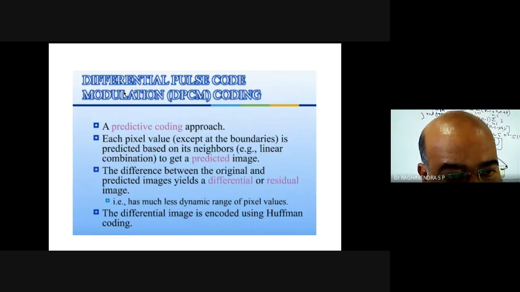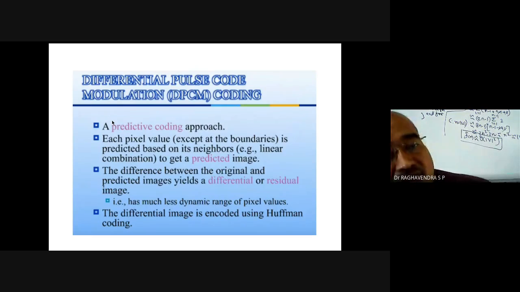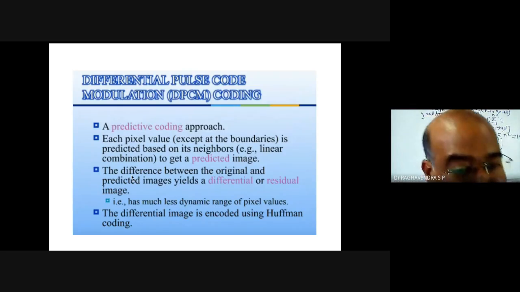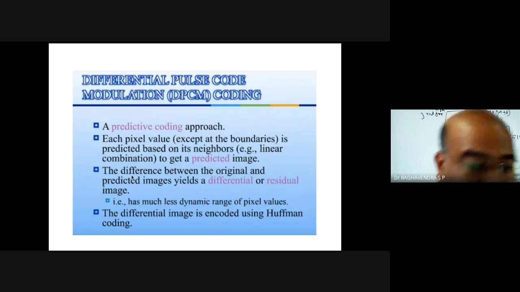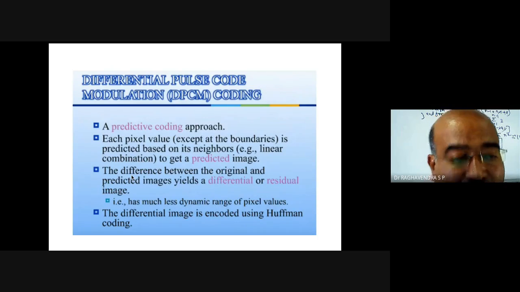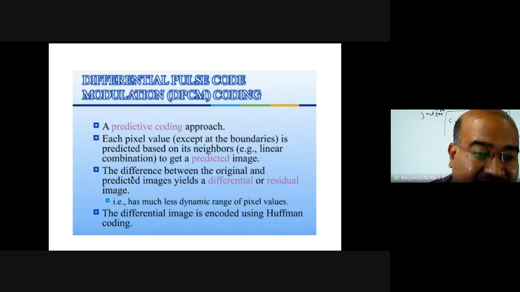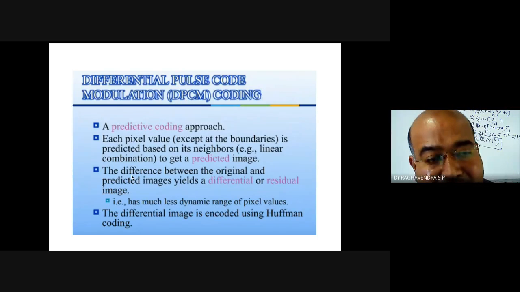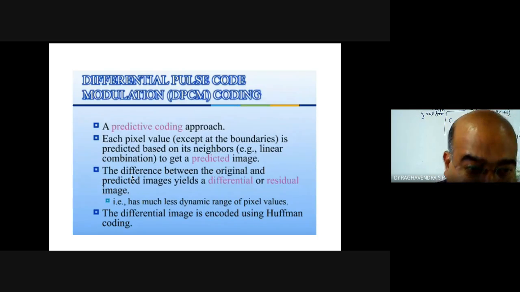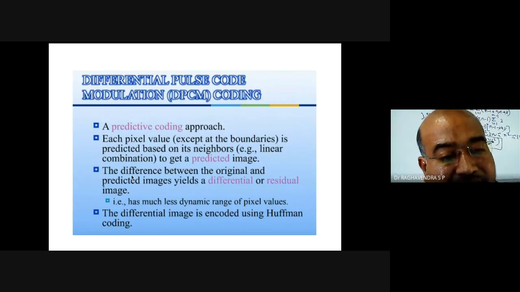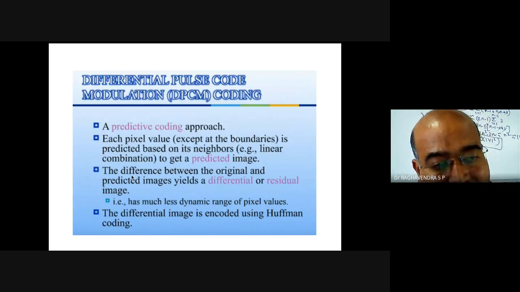So differential pulse code modulation is another type of coding here. It is also called predictive coding. Each pixel value is predicted based on the neighbors, just like interpixel redundancy itself is a prediction. So that is why DPCM is also one of the techniques which is used in interpixel redundancy.